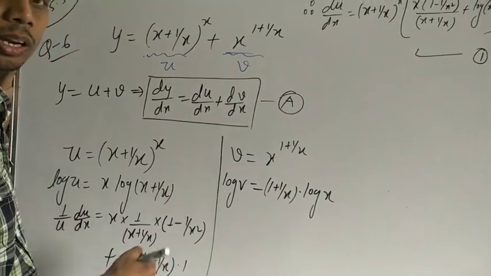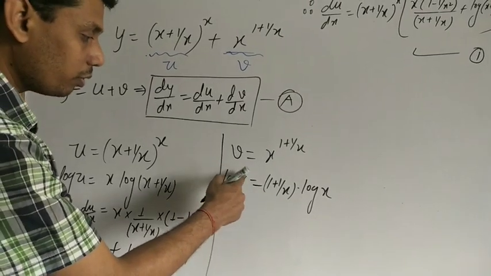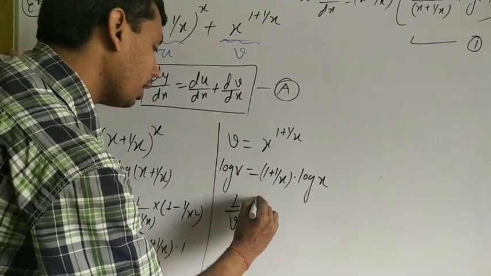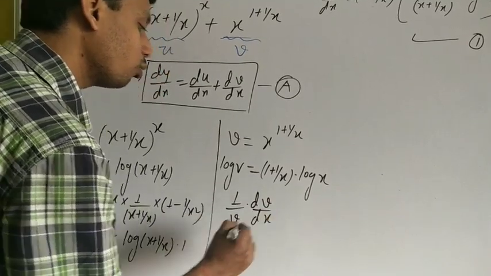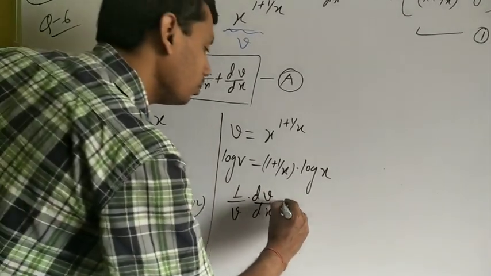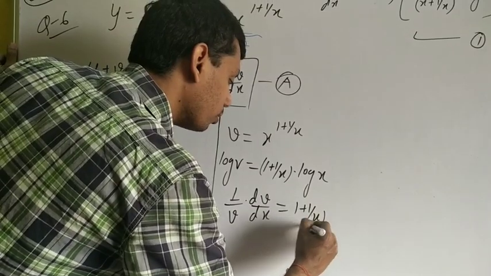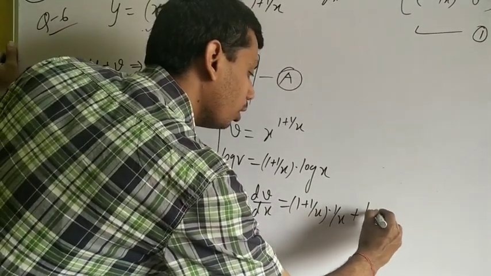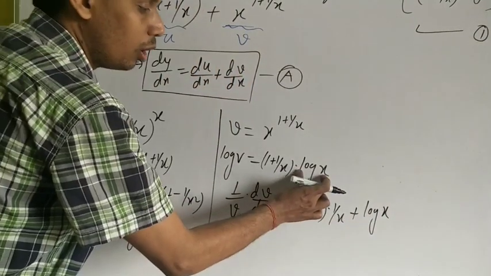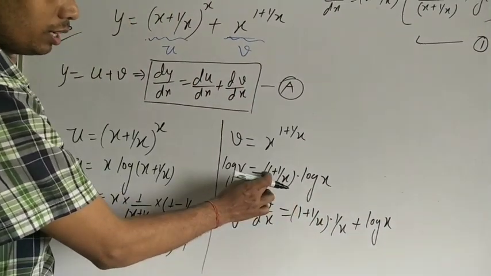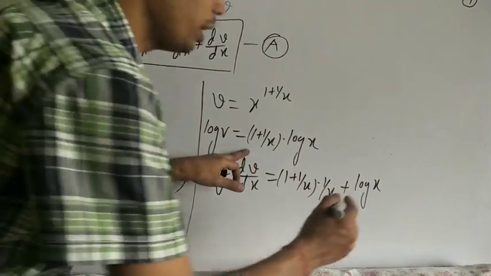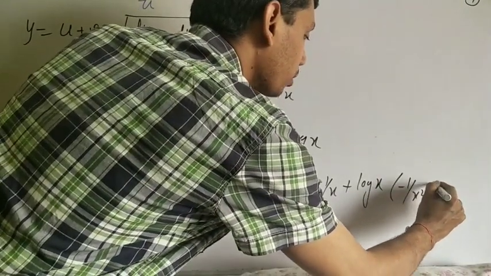Now let us differentiate this with respect to x. Differentiation of log v is 1 by v into dv by dx. This is equal to (1 plus 1 by x) constant, and differentiation of log x is 1 by x, plus, keeping log x constant, we differentiate (1 plus 1 by x). Differentiation of 1 is 0, and differentiation of 1 by x is minus 1 by x square.